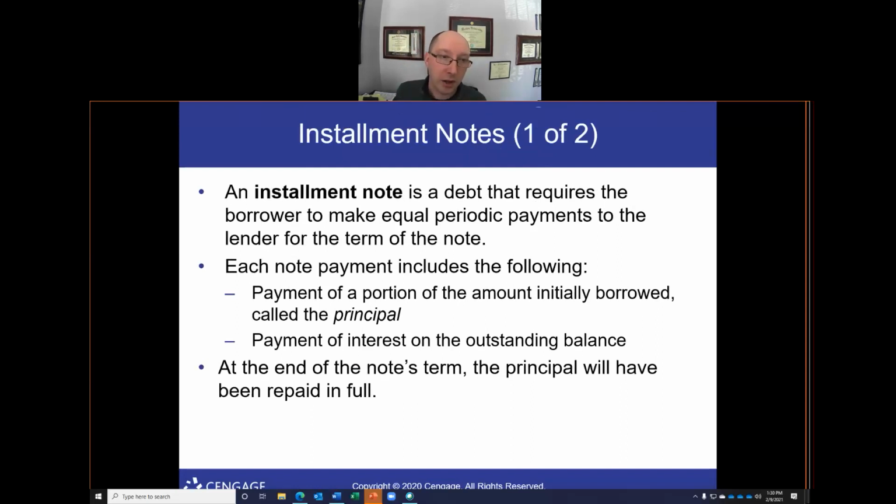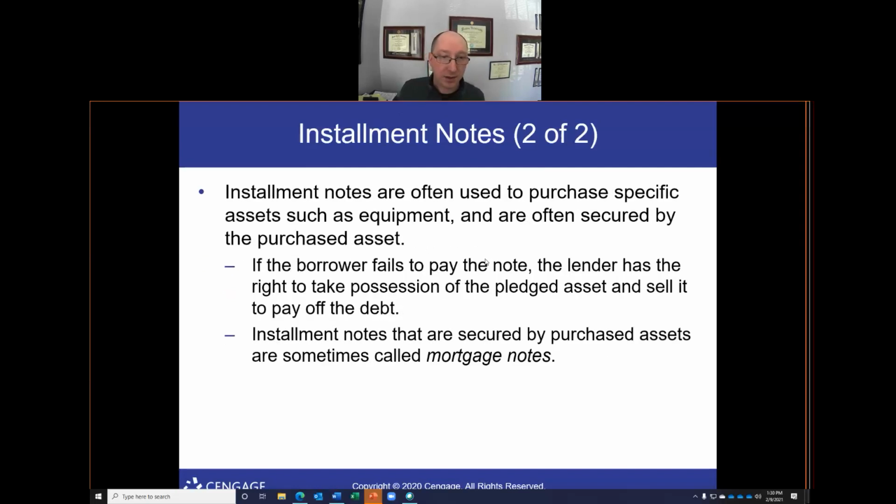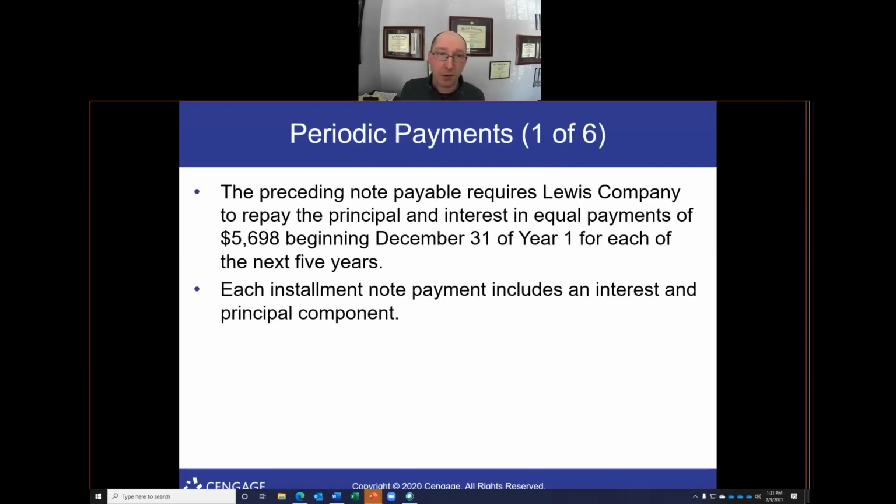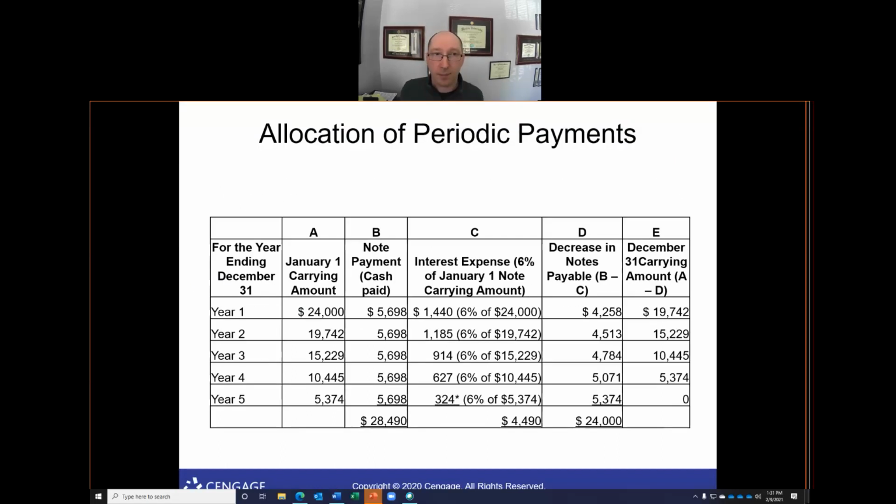Installment notes are a long-term liability. An example of an installment note is a mortgage. We talked about that earlier. When an installment note is issued, you debit cash and credit notes payable. Periodic payments, you pay regularly over time, right?